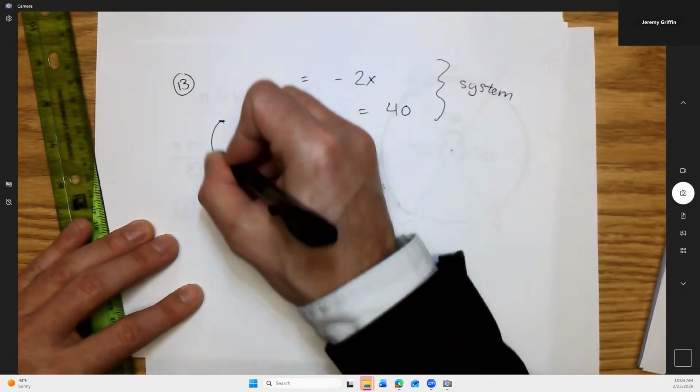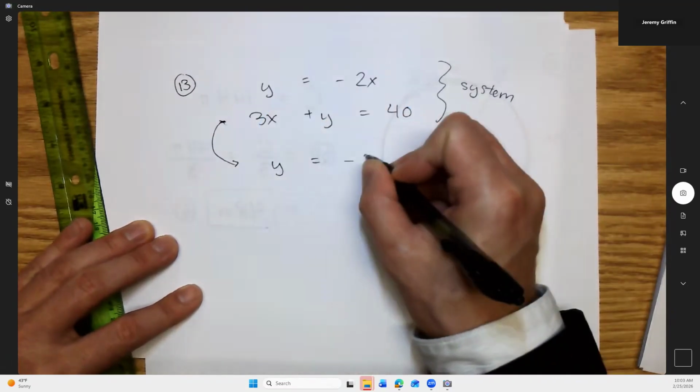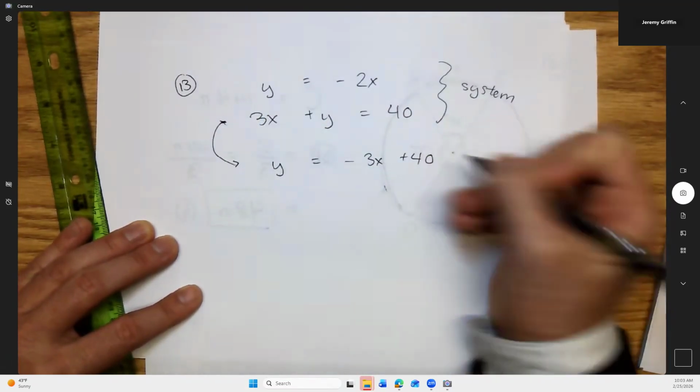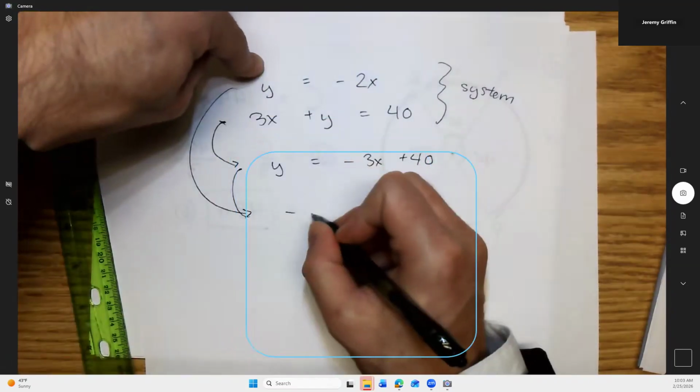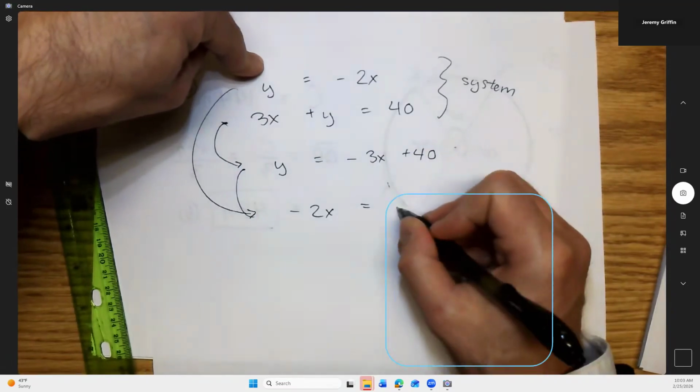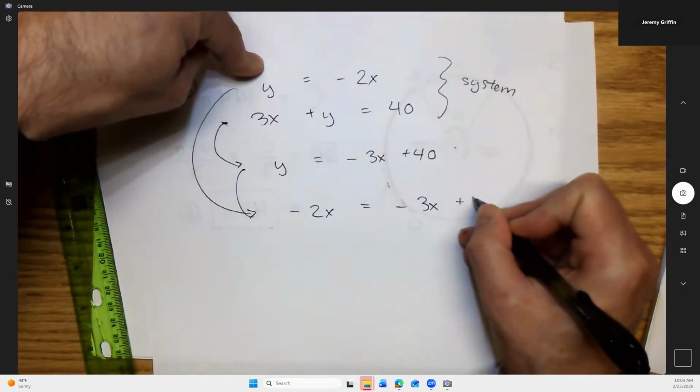So I'm going to take the second equation and solve for y. That's negative 3x plus 40. Is that okay? And then combine it with this one. y equals negative 2x, y equals negative 3x plus 40.